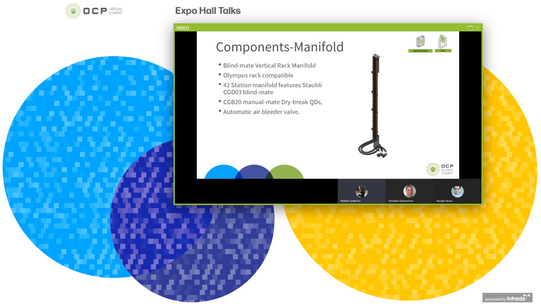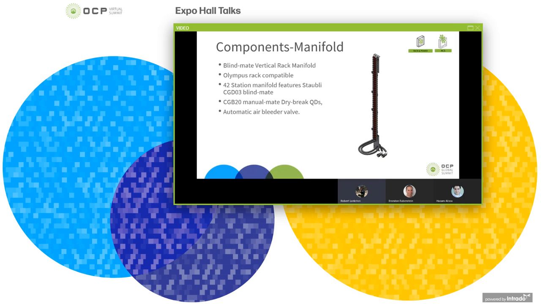The fluid distribution manifold is designed to mount on the rear of the Olympus rack and provide a blind mate interface for up to 42 1U Olympus servers. It uses Stäubli CGD03 blind mate connectors to the servers and CGB20 manual mate dry break connections for the inlet and outlet fluid. It also incorporates an automatic air bleed valve.